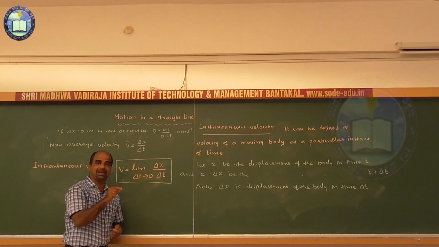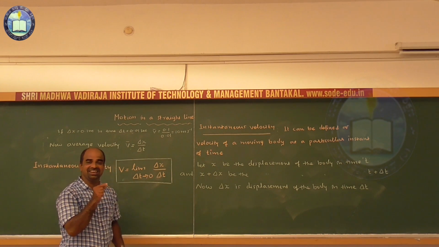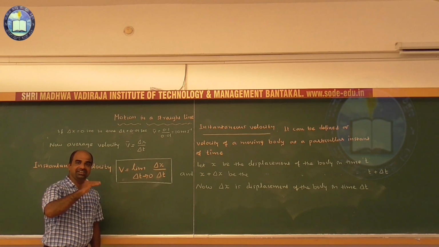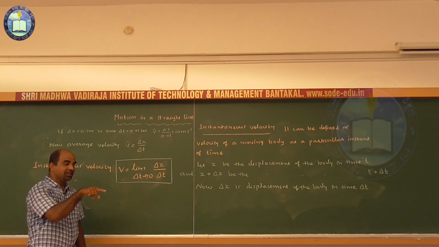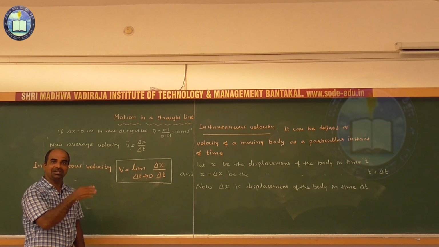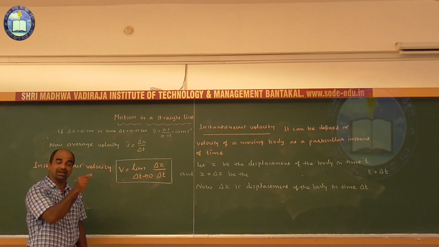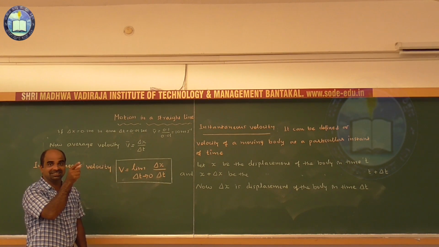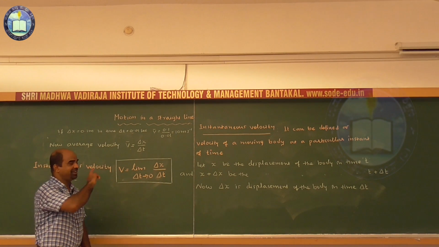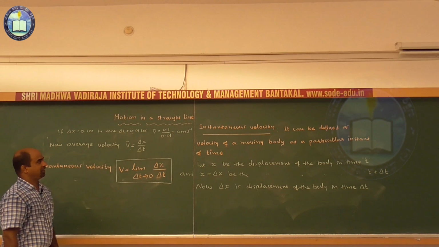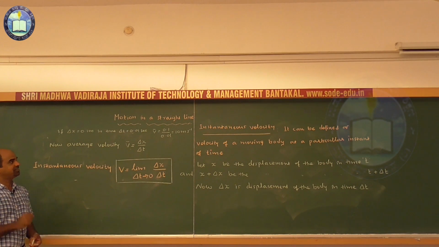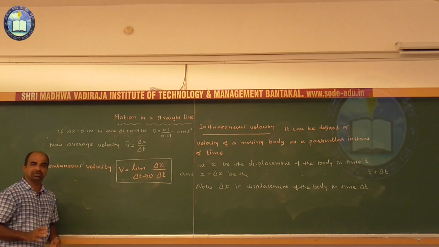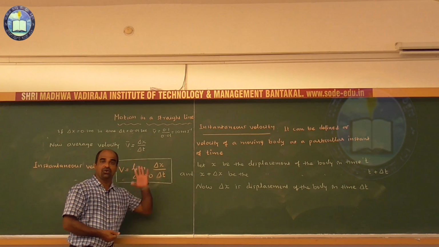Speedometer of the vehicle indicates what? Instantaneous speed. The reading shown by the speedometer at different instants is what is defined. Therefore, the reading of the speedometer observed in a vehicle is instantaneous speed. We can say instantaneous speed or instantaneous velocity. It is of what, student? Instantaneous velocity. Any doubt?